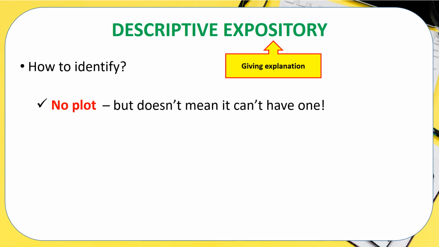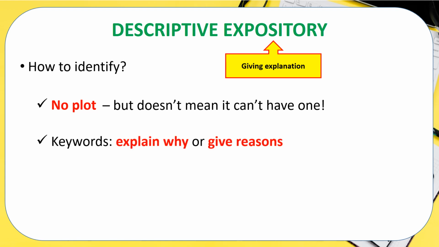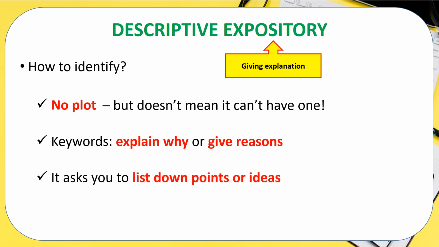Get what I mean? It doesn't have plot. It doesn't have to have plot, but it can have one. Next, the keywords is explain why or give reasons. You usually find this in the question. And it asks you to list down points or ideas. Thus, expository. That's why it is called expository.